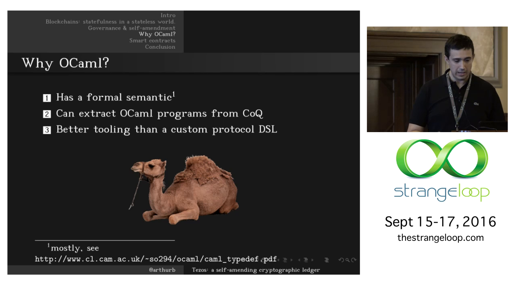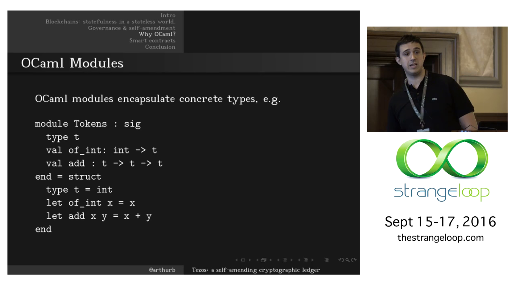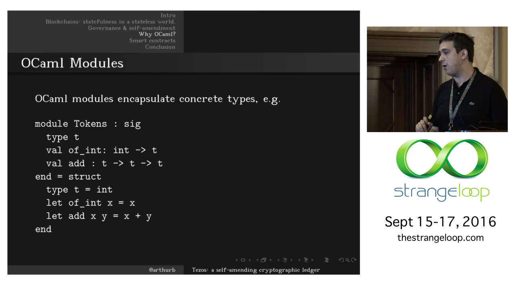A little bit about defensive programming as well in OCaml. So I don't know how many of you are familiar with OCaml. This is a very simple example of an OCaml module. And what I want to illustrate is how OCaml modules give you encapsulation. So here we have a module, Tokens, with a type T. And type T is abstract. You know there's a type, but you don't know what it is.